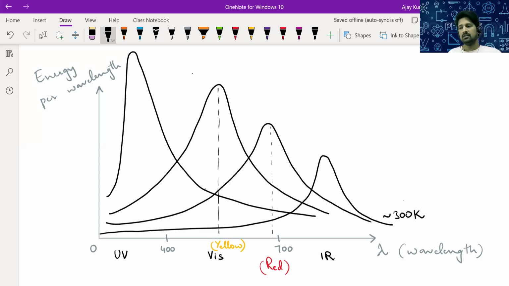Fine. So, what are the things you need to remember from this? Every object at any temperature more than 0 Kelvin will be emitting radiations of all possible wavelengths. But some wavelengths will dominate. Usually at room temperatures, the wavelength which dominates falls in the infrared range. So even though the object is emitting visible light, we won't be able to see it because it's not emitting a sufficient amount of visible light. The intensity is too low.